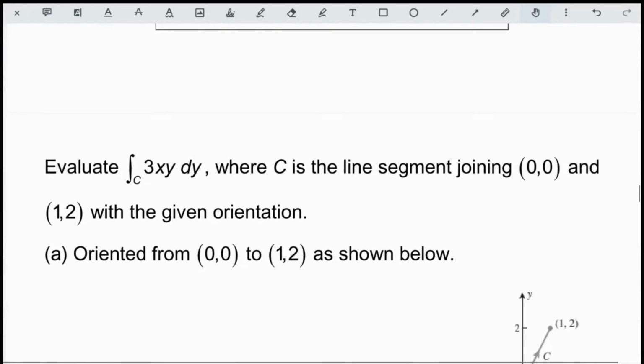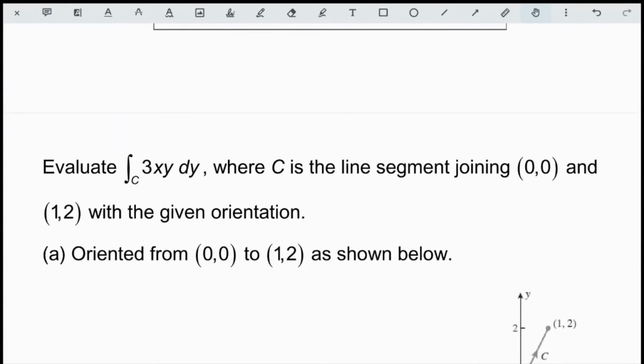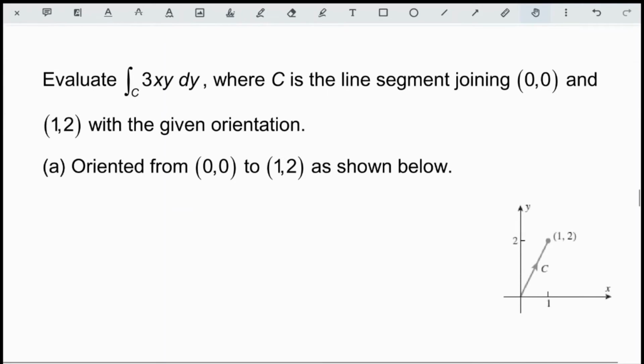Okay, so let's take a look at a couple of examples here. It says evaluate this integral along the curve C, 3xy, where C is the line segment joining the points (0, 0) and (1, 2) with this given orientation. Notice that we're going to have a line integral with respect to y here because we see a dy. And we are now going to go from the point (0, 0) to the point (1, 2). So a lot of this is similar, right?